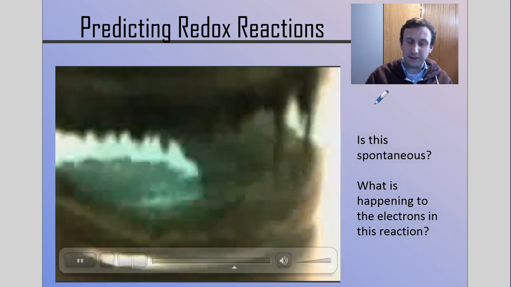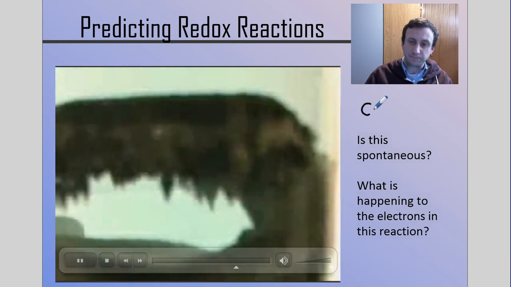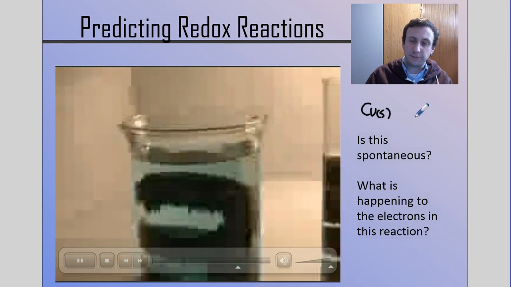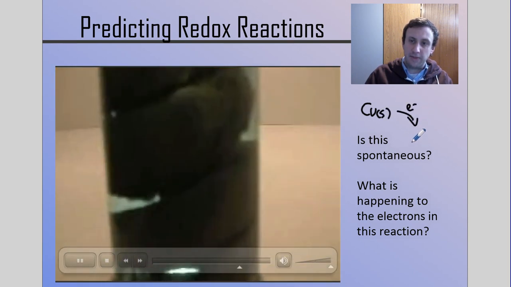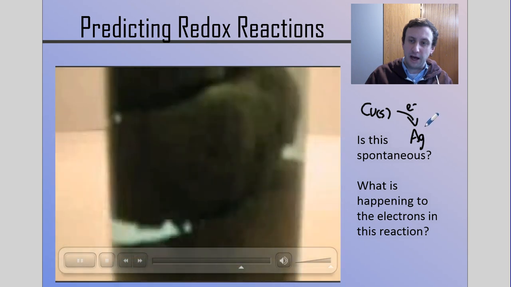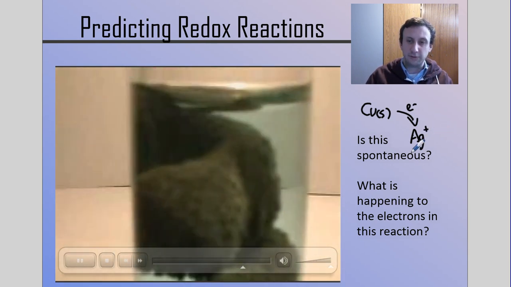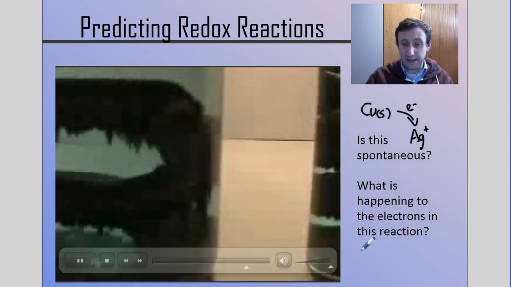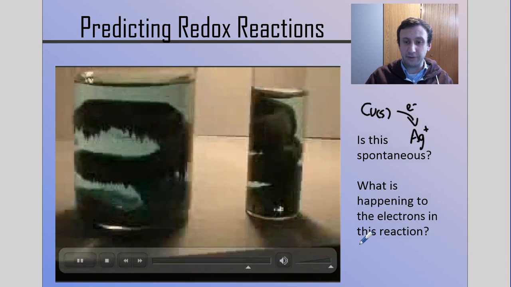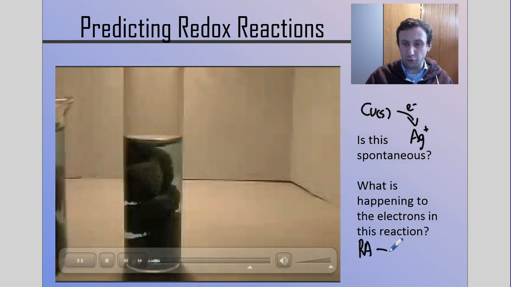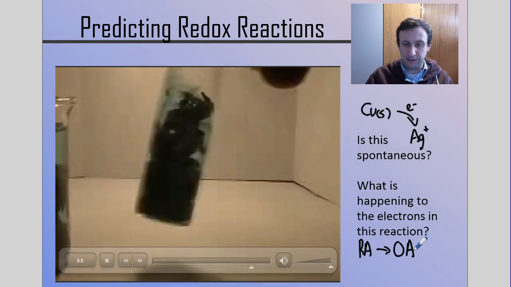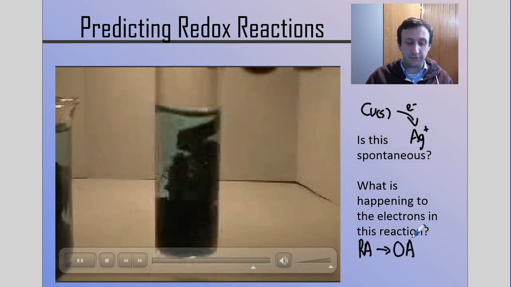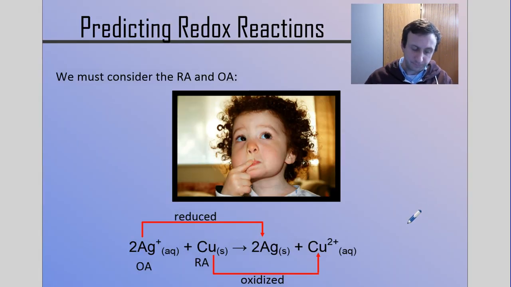And what is happening here is that the electrons are essentially being lost from copper and they are going to silver ion to make solid silver. So we're going to take a look at the reactions in a bit. But what is happening to the electrons in this reaction? They are moving. The electrons are going from RA to the OA. Okay, so the oxidizing agent is strong enough to pull the electrons away from the reducing agent. So that's what we're looking at. We're looking at the OA compared to the RA.